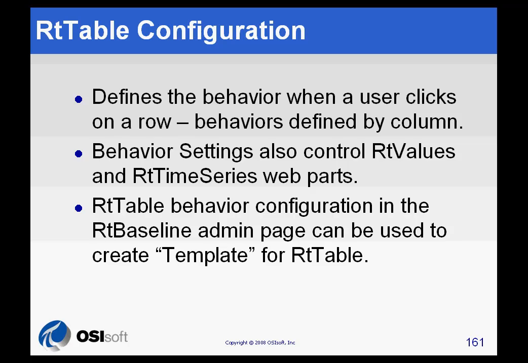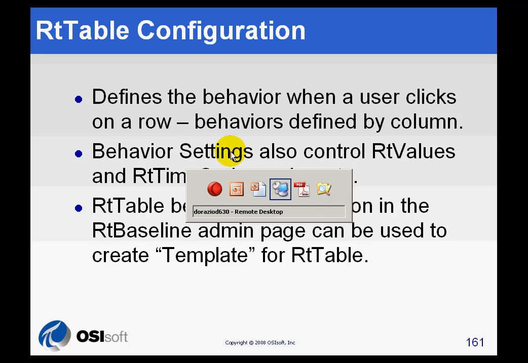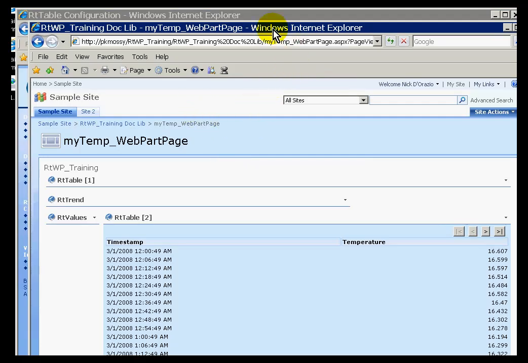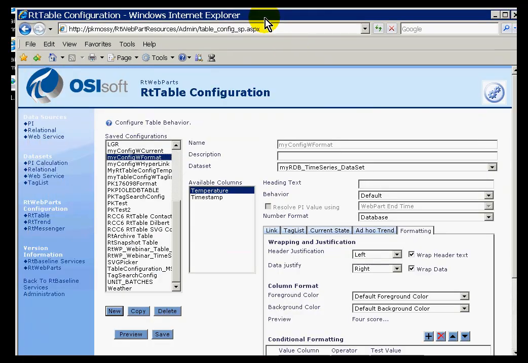Now this begins the section on how you can configure how the RtTable and also the RtValue and the RtTime series web parts can be configured to appear, and there are many different options. Now all of these options are controlled through the RT Baseline Administration page. So let me show you where that's done.